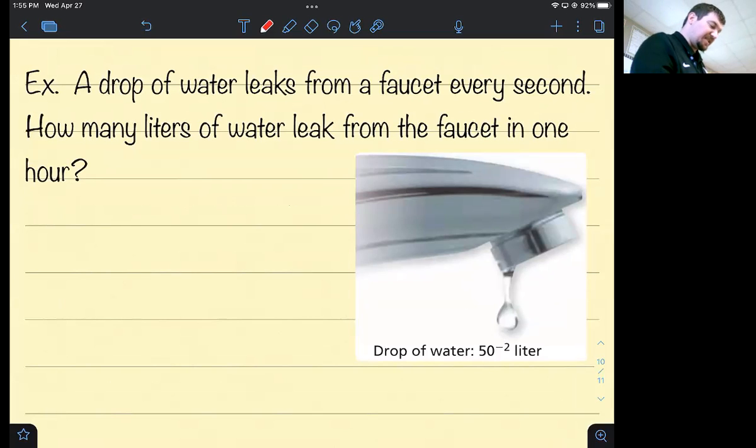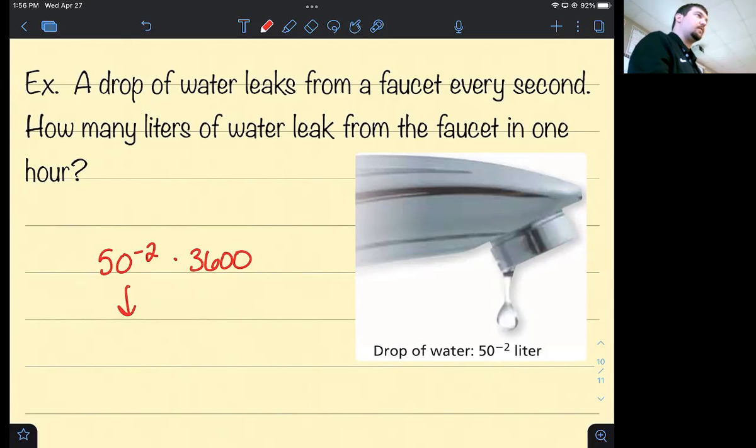So this is how much water leaks in 1 second. Times that by the number of seconds in an hour. How many seconds are there in 1 hour? Alex? 60 to the 2nd power, maybe. Yeah, so there's 60 seconds in a minute, 60 minutes in an hour. 60 times 60 is 3,600.